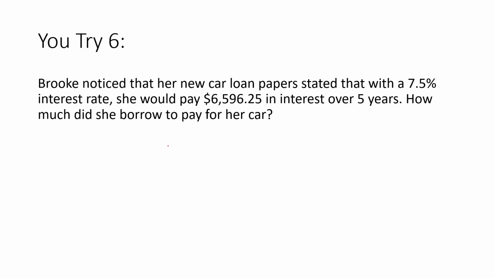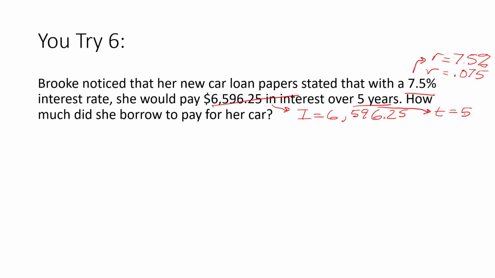Brooke noticed that her new car loan papers stated that with a 7.5% interest rate, okay, so we know that R is equal to 7.5%, which we know is 0.075. She would pay $6,596.25 in interest. Okay, so I know that my interest is $6,596.25 over 5 years. So I know that T is equal to 5. How much did she borrow to pay for her car?